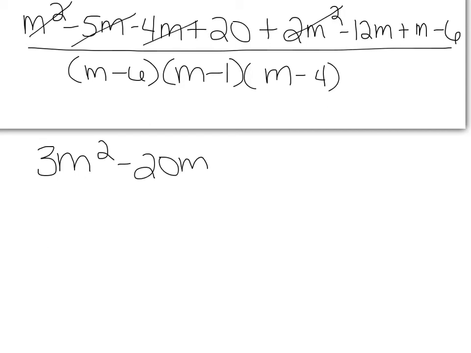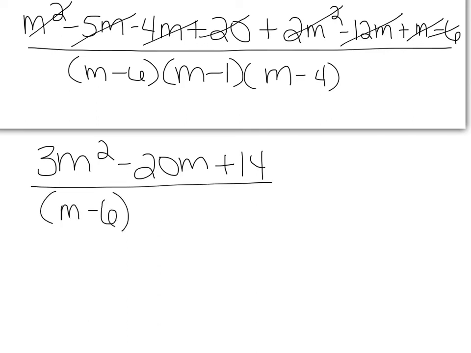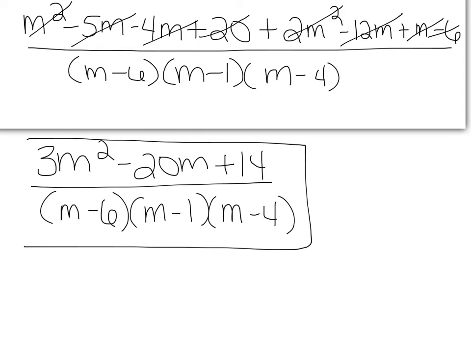Cross all those out. And then you do 20 minus 6 is 14. Cross those out. And this is all over m minus 6 times m minus 1 times m minus 4. Then you want to see if there's anything you can do to factor the numerator. In this case, there is not. So you stop, and that's your solution.